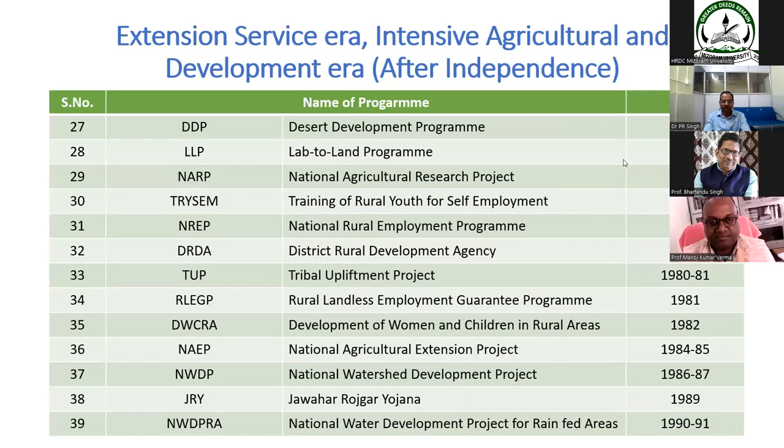Then after 1970, so many programs: the desert development program, the lab-to-land program. It is also a very well-known program, lab-to-land, because of technology. In the year 1976, the Government of India organized an evaluation survey across the entire country: how much technology was developed by our scientists in a particular center, and how many technologies were transferred to the villages.